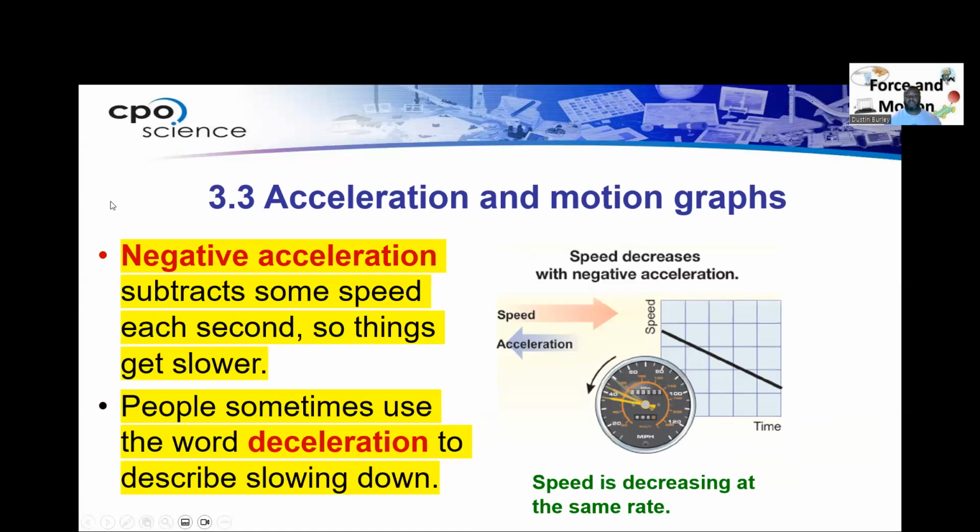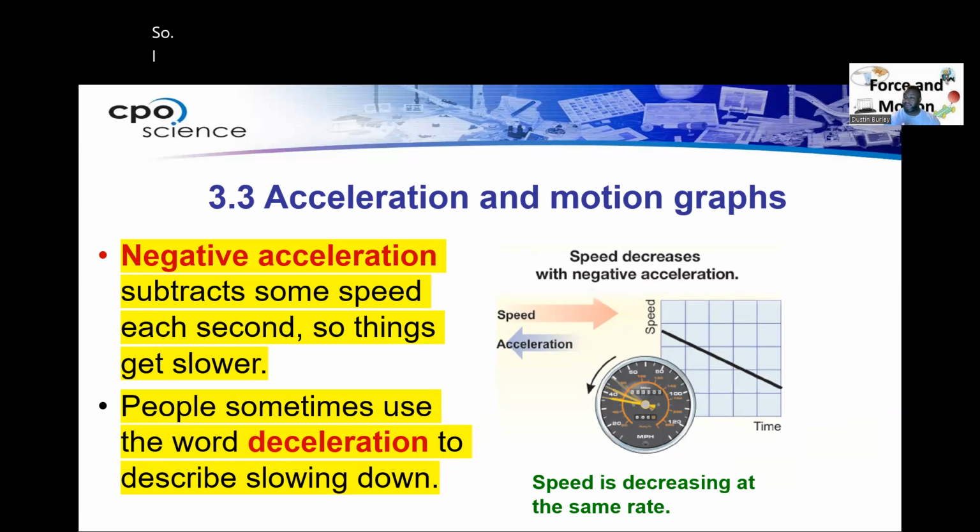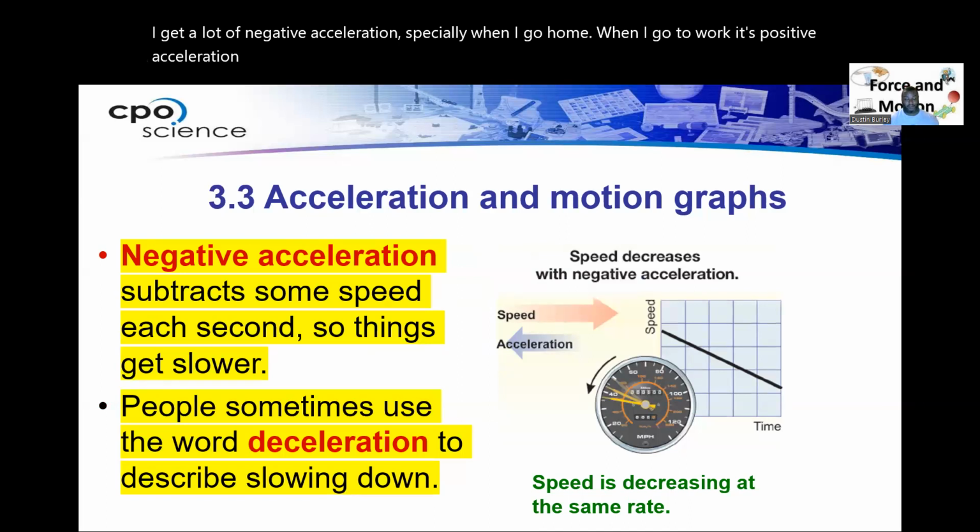So negative acceleration subtracts some speed each second, so some things get slower. Let's say that I am driving down 64 heading home. I get a lot of negative acceleration, especially when I go home. When I go to work, it's positive acceleration because there's really nobody on the road.